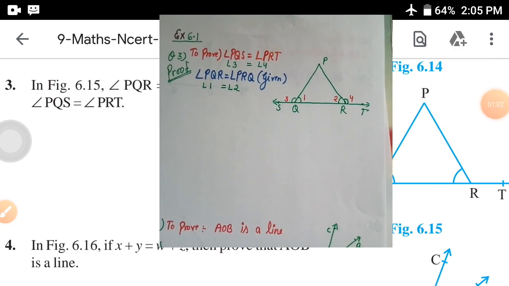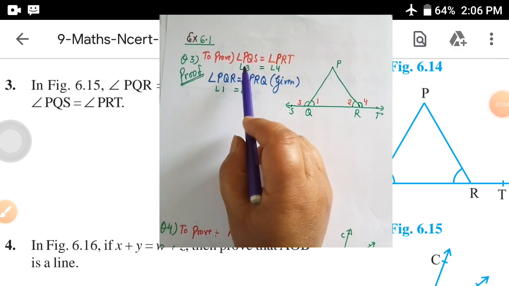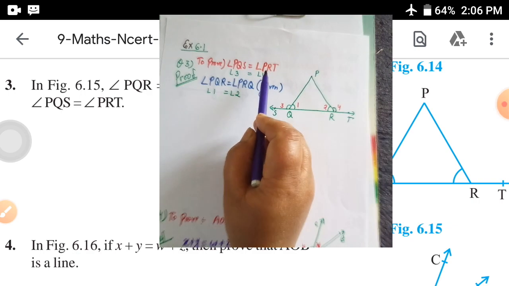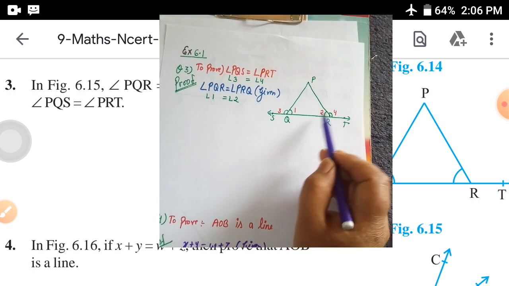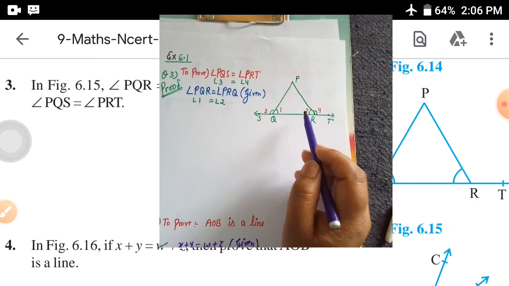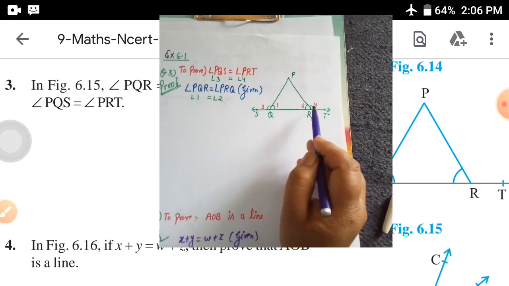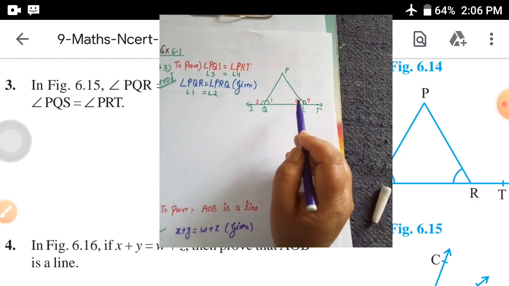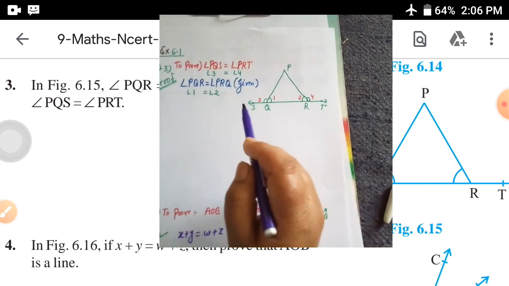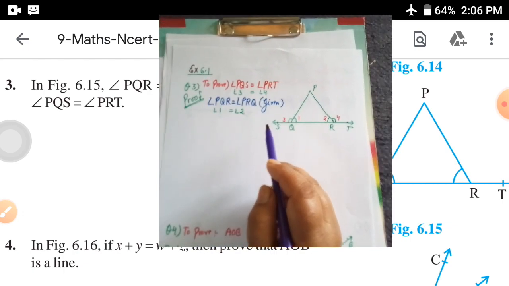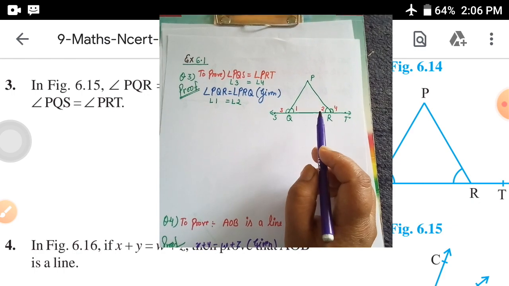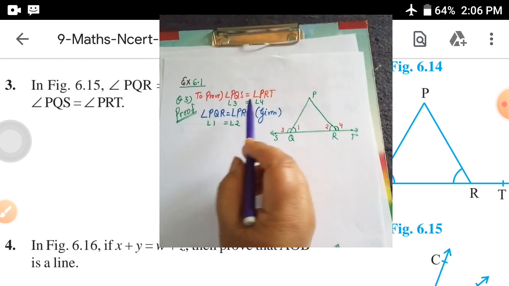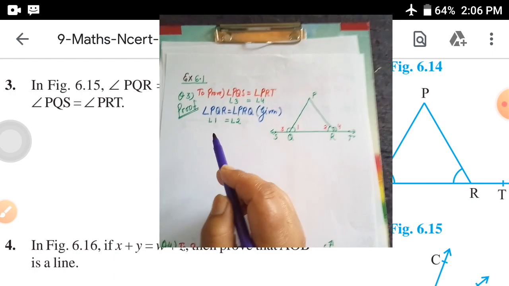You can see that I have made the figure for that. This is given. This we have to prove, that PQS is equal to PRT. I have labelled these angles as 3 and 4. We are given that angle 1 is equal to angle 2 in the question, and we have to prove that angle 3 is equal to angle 4 according to the figure. You should also do it in a similar manner in your fair copy.